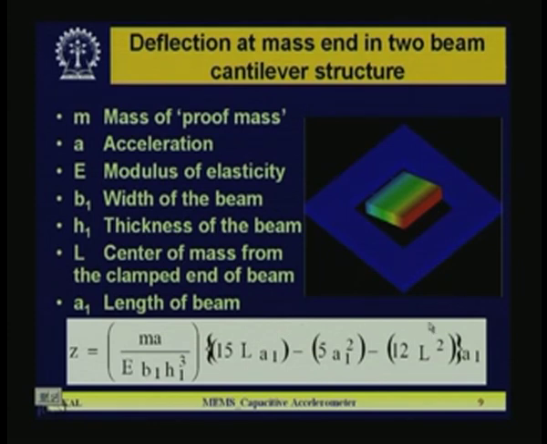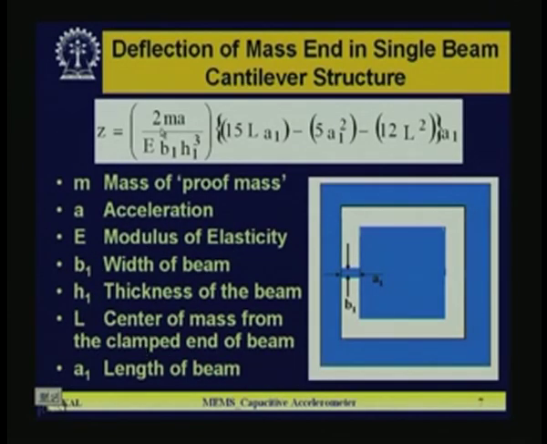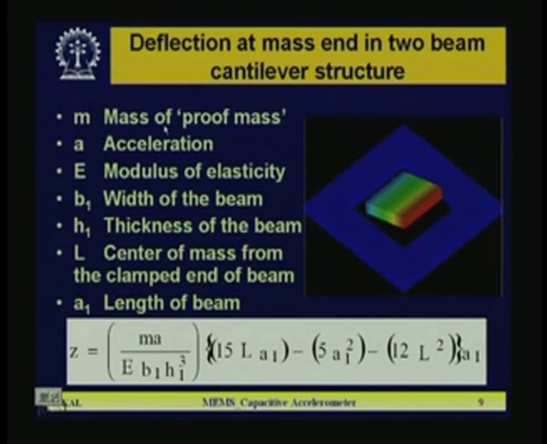The relation, if you find, I think the only difference is here it is only Ma, in the earlier case I think it is twice Ma. You can see the relation is twice Ma here. So that is the difference in the expression, and all the parameters M, A, E, B1, H1, L, A1 are known. If you know those, that is basically the dimensional parameters, then you can easily calculate Z, and from there you can calculate the parallel plate capacitance. Now this kind of structure is advantageous so far as cross axis sensitivity is concerned.